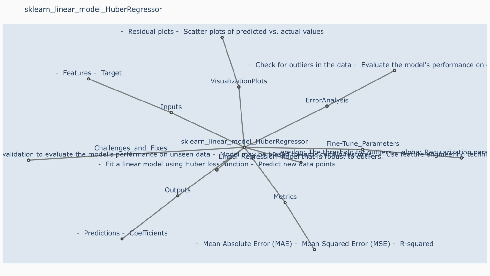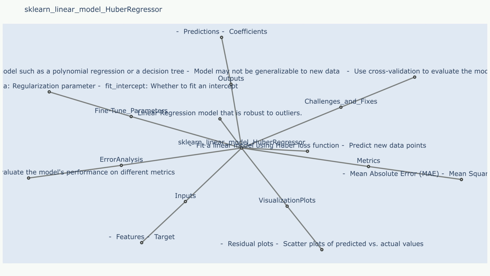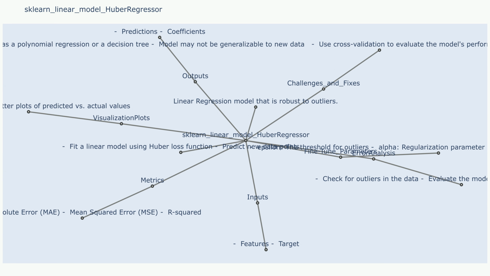sklearn, linear model, Huber regressor. Description. The Huber regressor is a robust linear regression model that combines the best of least squares regression and least absolute deviations regression. It is less sensitive to outliers in the data than least squares regression, while still providing a relatively smooth and continuous error function.